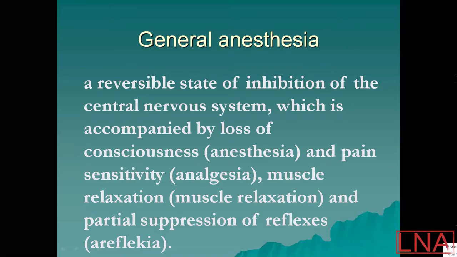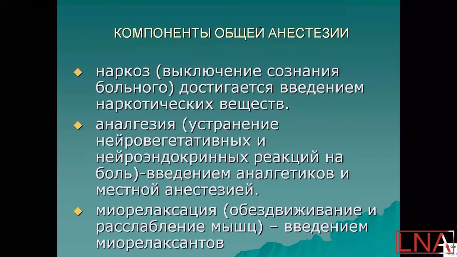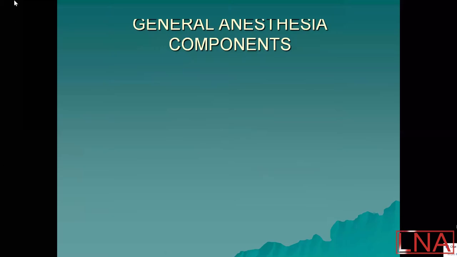General anesthesia. A reversible state of inhibition of the central nervous system, which is accompanied by loss of consciousness and pain sensitivity, muscle relaxation, and partial suppression of the reflexes. Components of general anesthesia.